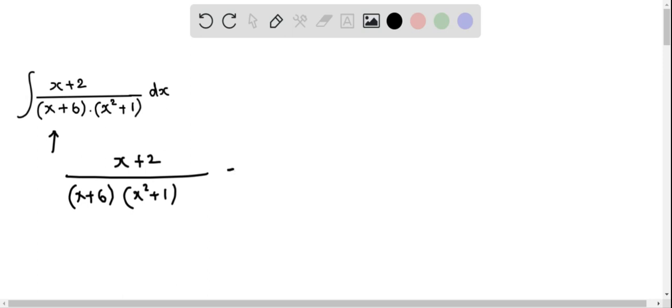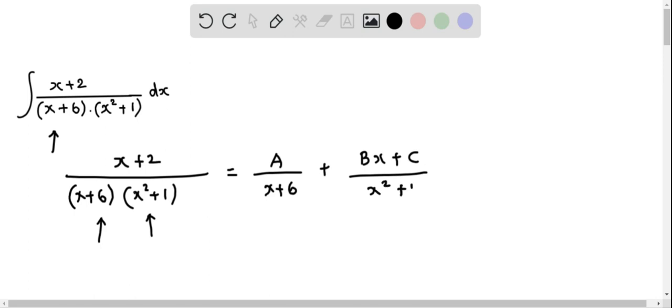According to the partial fraction decomposition, since we have a product of a linear term as well as this quadratic term, and this cannot be factored, we can write this as A over x plus 6, plus Bx plus C over x squared plus 1. We put this Bx plus C particularly for the factor x squared plus 1, since this cannot be further factored into linear factors.